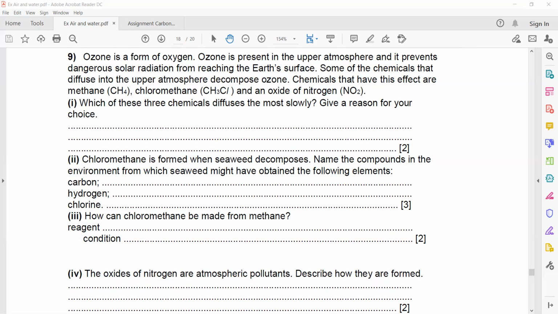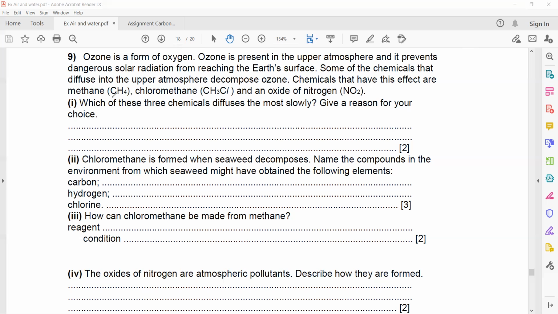Okay, in question number 9, they mention ozone is a form of oxygen, because oxygen is normally O2, but ozone is O3. Ozone is present in the upper atmosphere and it prevents dangerous solar radiation from reaching the Earth's surface. Some of the chemicals diffuse to the upper atmosphere. Diffusion means movement of molecules from a region of higher concentration to a region of lower concentration.